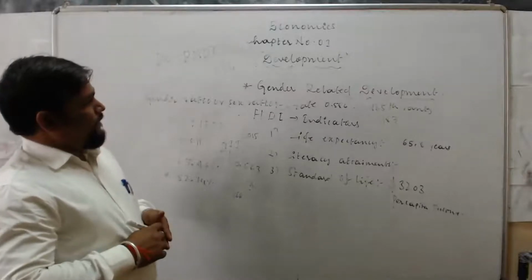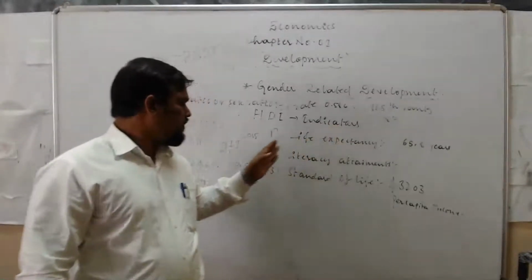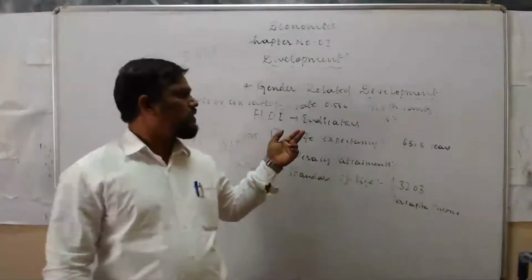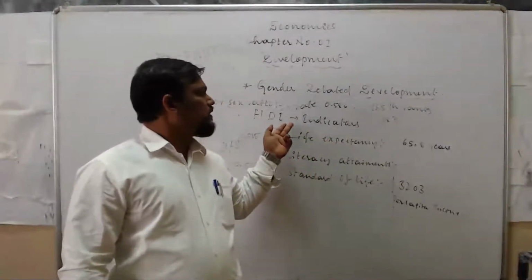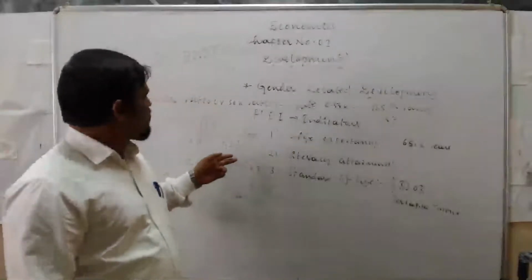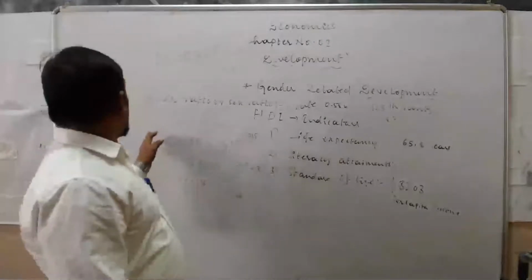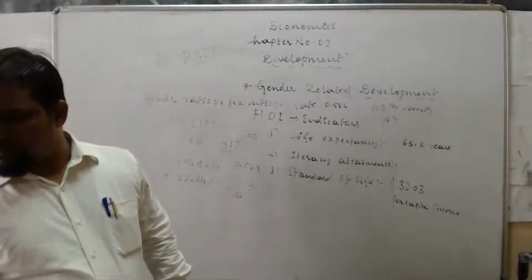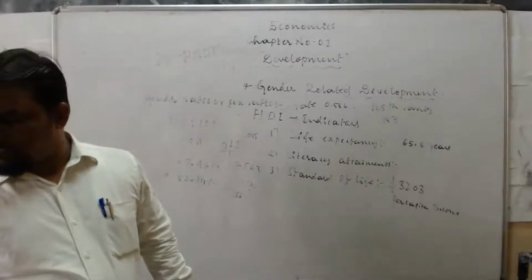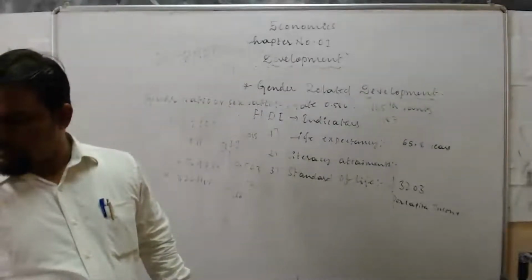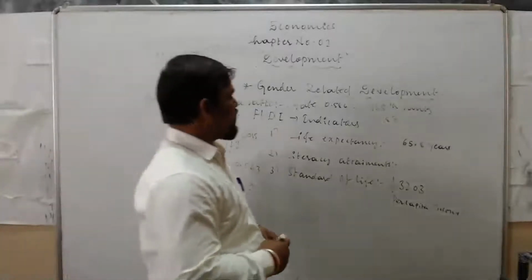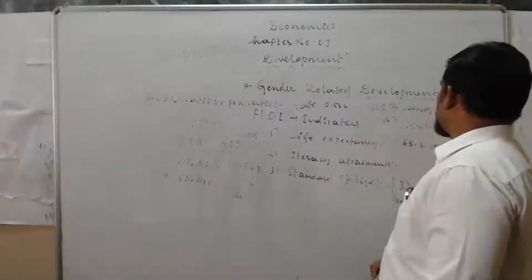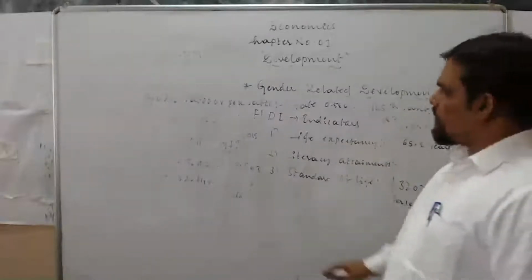But here, the HDI rate is different and the GII rate is different. HDI means Human Development Index. What was the HDI rate of India? That is 0.586. Yes. HDI rate. What was the HDI rate of India? That is 0.586. But here, GII.